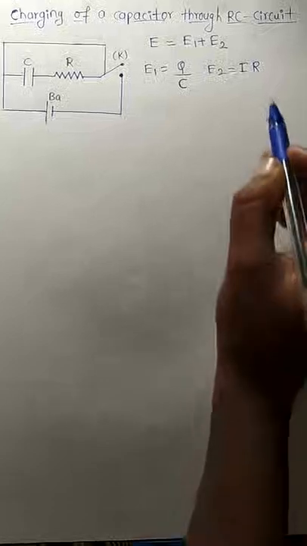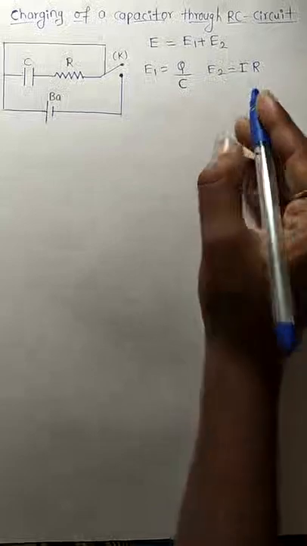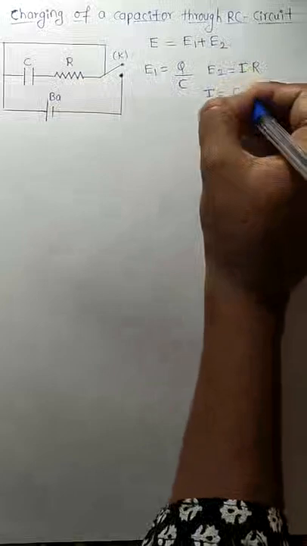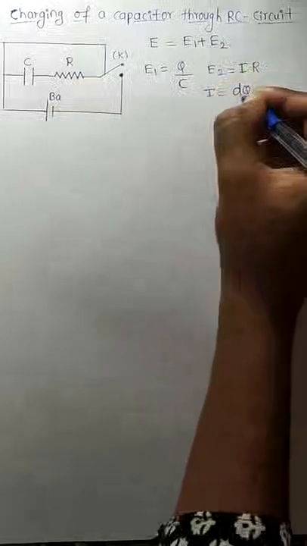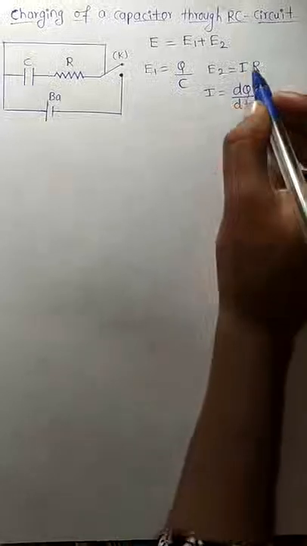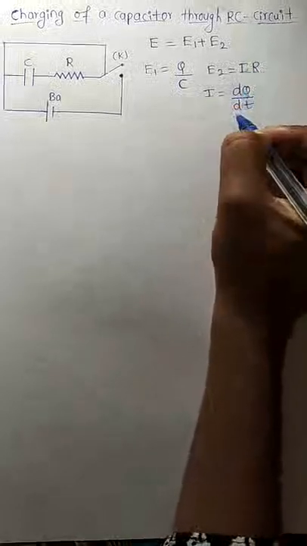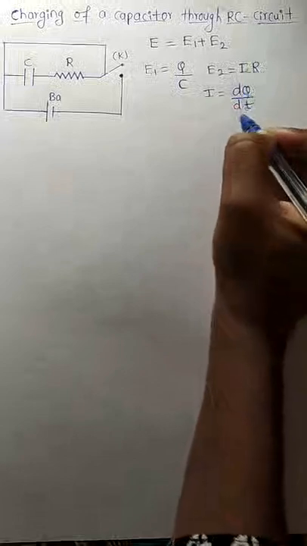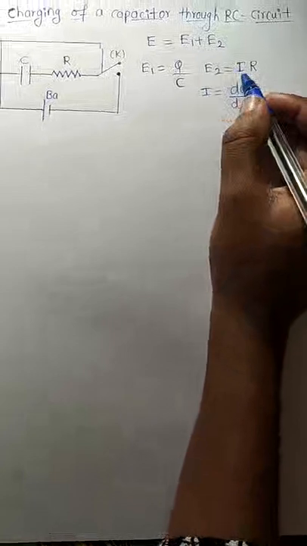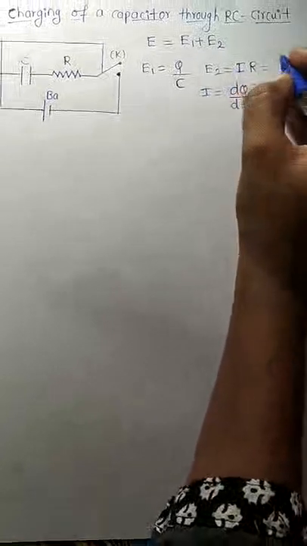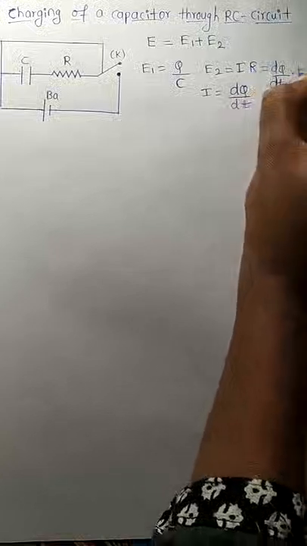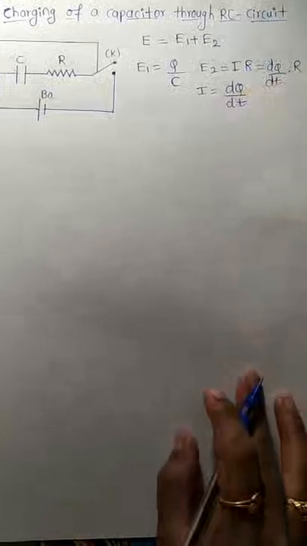And you know the value of I also. So I is nothing but what? The current is the rate of flow of charges, that is dq divided by dt. The rate of flow of charges is called current. So can I substitute in the E2 value? When I substitute, what will you get? You will get dq by dt into what is remaining? R will be remaining. So I wrote it as it is.